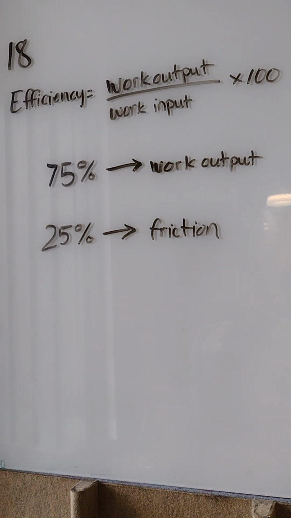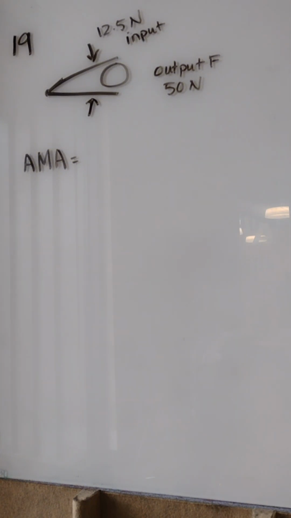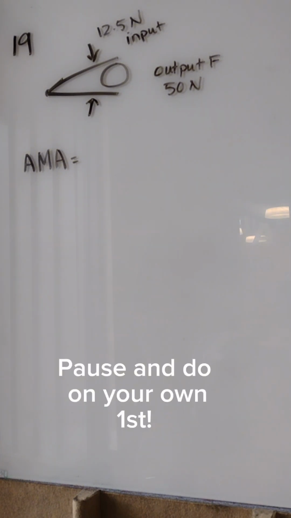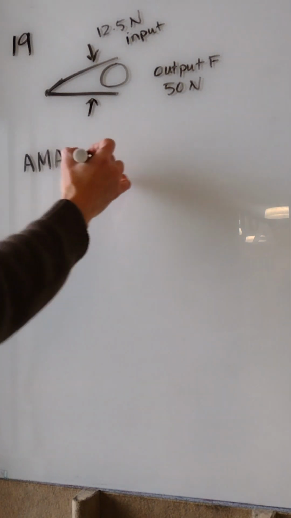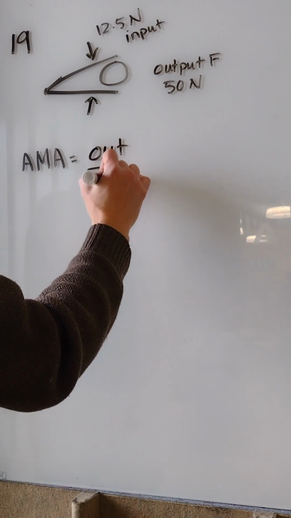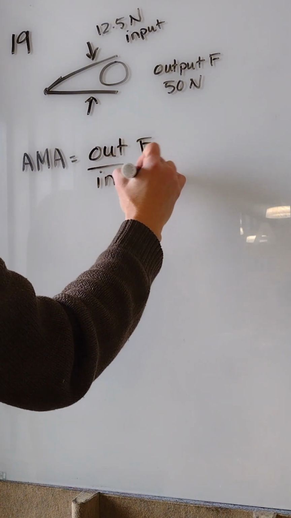lost to friction. Number 19, say you are cracking nuts with a nutcracker. For the first part, you apply an input force of 12.5 newtons to the nutcracker, while the output force is 50 newtons. What is the actual mechanical advantage of the nutcracker? So you have to remember that actual mechanical advantage is for force, and it's output over input. Remember that the ideal mechanical advantage starts with an I, so that's in over out. So we're going to do out over in, and it's going to be for force.